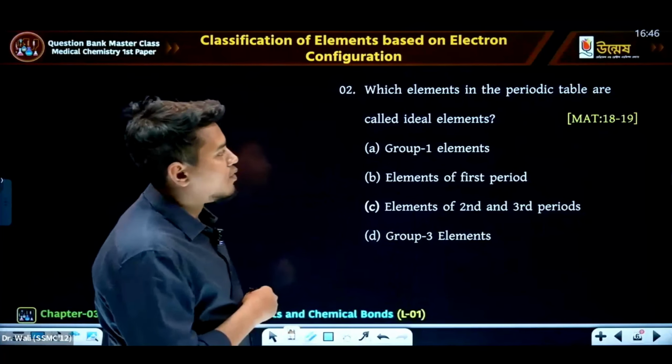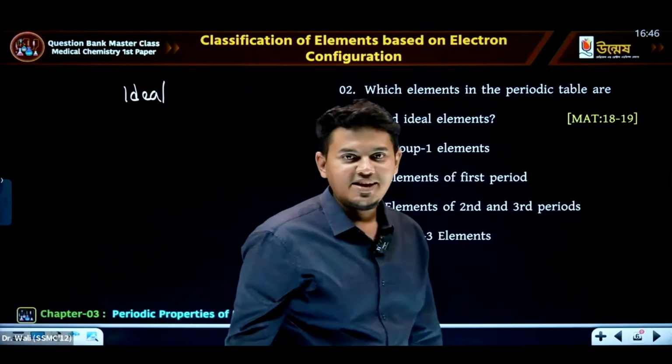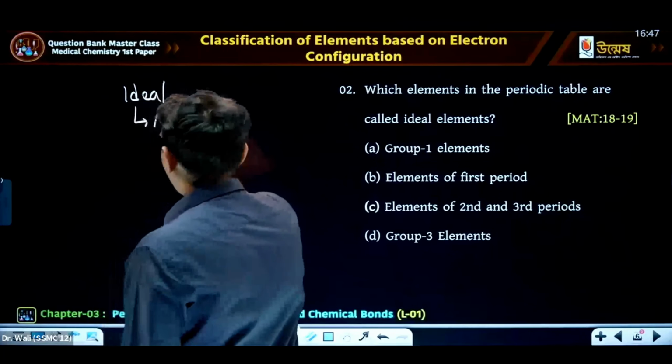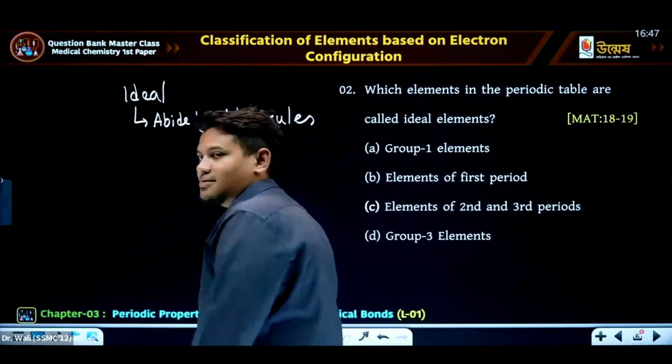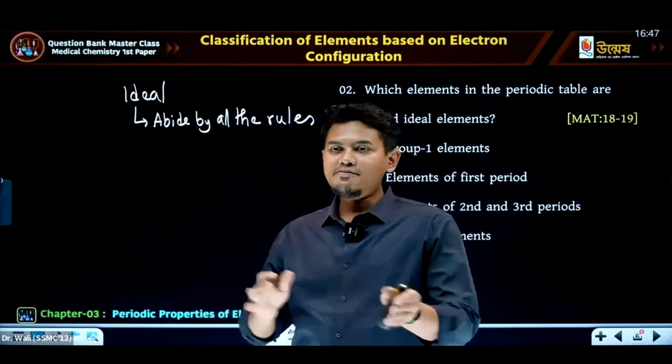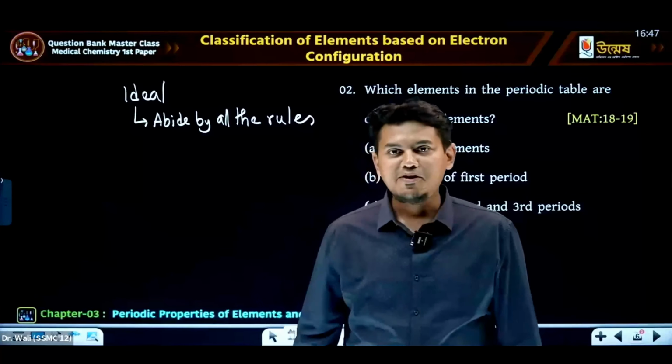Which elements in the periodic table are called ideal elements? First of all, you just don't call anyone ideal without any reason. To be ideal, you need to abide by all the rules. I mean, he's an ideal student, he's an ideal kid. How can we say that? Once we certify that he follows all the instructions, he follows all what elders or teachers say, I think we can label him or her as ideal.